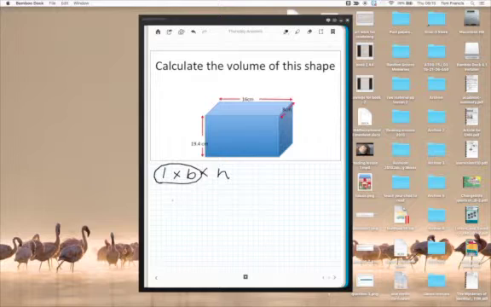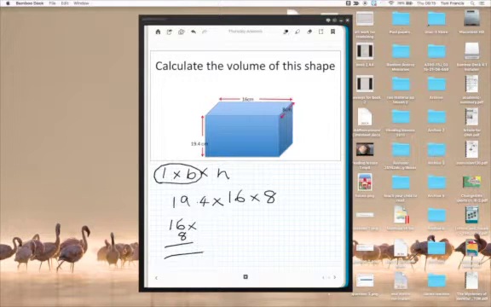So we want 19.4 times 16 times 8. So the first thing I'm going to do is times 16 by 8. You could do them in any order, it's just I think this is going to be the easiest. So I'm going to do 16 times 8 first, because I can't write a sum with 3 numbers being multiplied. It's too difficult. 8 times 6 is 48.